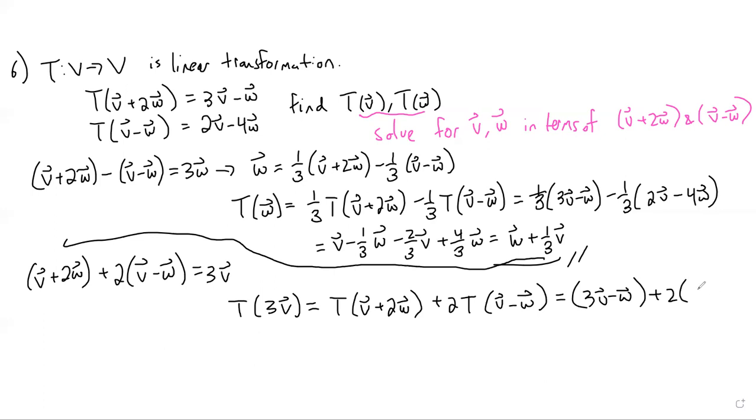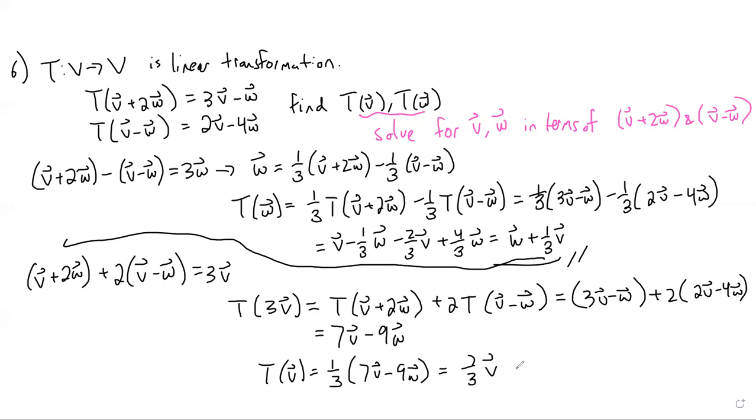plus 2V minus 4W, and I'll just clean that up to get, so 3V plus 4V is 7V, and then minus W minus 8W is minus 9W, and so that tells me that T of V is a third of that, which will be 7/3V minus 3W. And that should be my second answer.